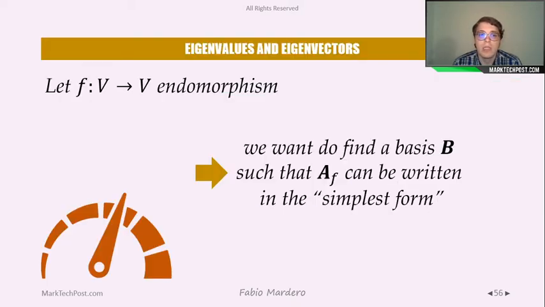In fact, let's take f as an endomorphism. We want to find a particular basis B in V such that its transformation matrix can be written in the simplest form.